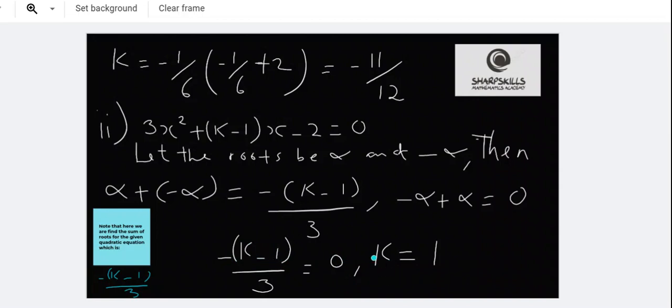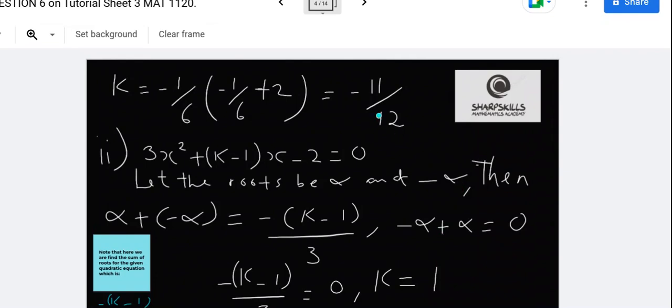When 1 goes the other side, you're dividing by a negative. You're simply going to find the value of k, which is equal to 1. That is what you're supposed to do. So now we move to the third question.